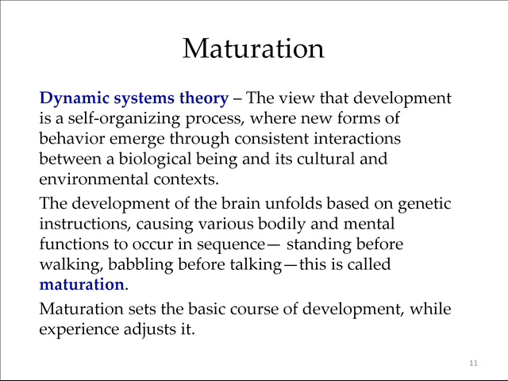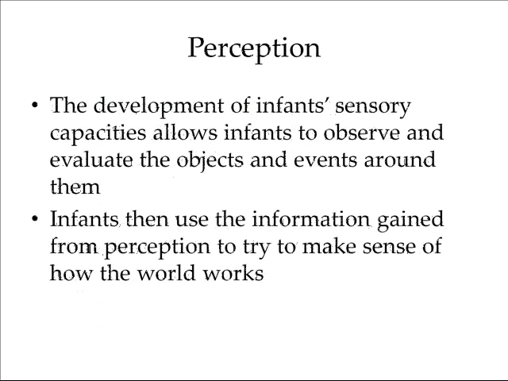Another important aspect of development is maturation, which is that our development both cognitively and physically occurs in sequence. In order to walk, we first have to learn to stand. To learn to stand, we have to crawl. In order to crawl, we need to learn to sit up. Not only do we need the physical ability which develops in sequence, we also need the cognitive maturation as well.